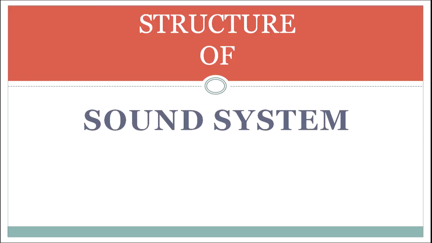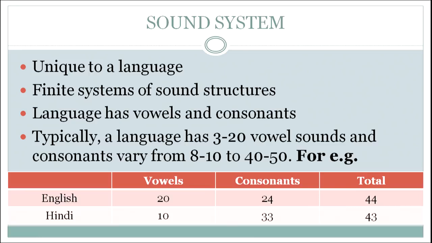When we talk about the structure of sound system, we are generally talking about phonetics, the phonology. So, a sound system is unique to a language, as I have already told you. In every language, there are some finite systems of sound structures. It is generally assumed, it is a misconception, that we can create as many sounds in a particular language, but that is not right. There are very limited sound structures which are given in a particular language.